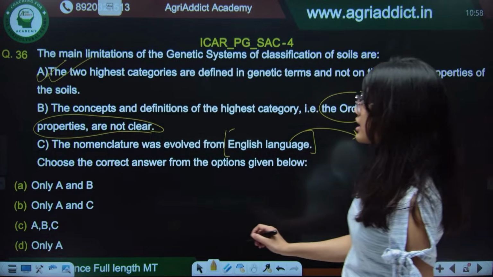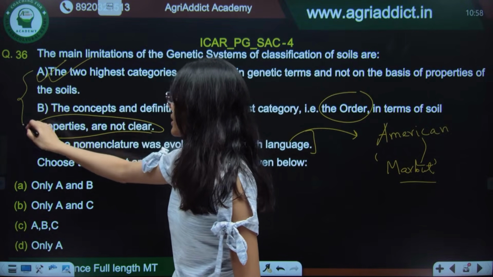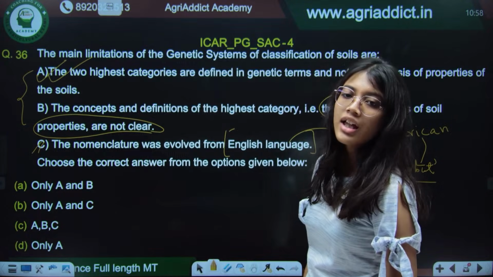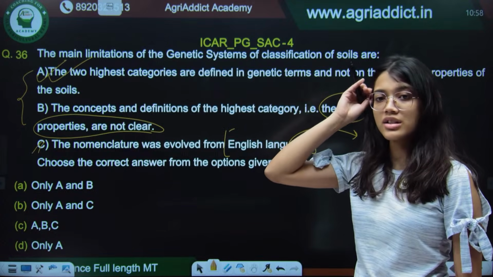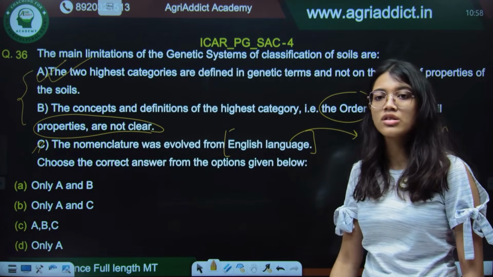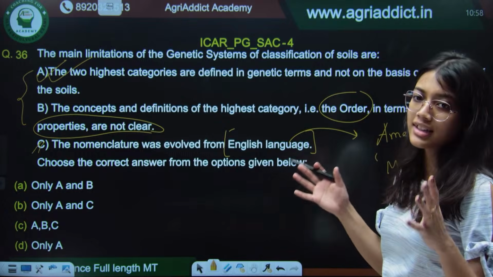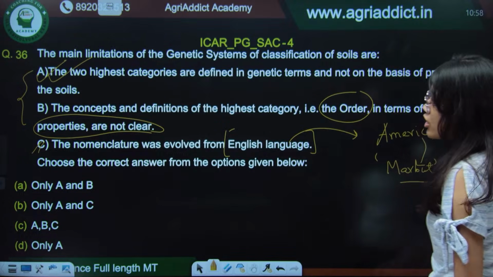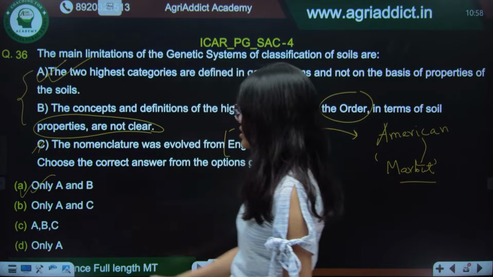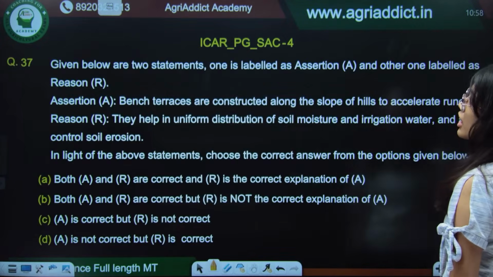So, only A and B are the limitations, but this is not a limitation. Even though there is the Russian language present in the naming of the genetic orders and the suborders, we still use, or they had still used that system of classification, and it was not a major barrier. So, only A and B will be the limitations, not C. Coming to the next question.